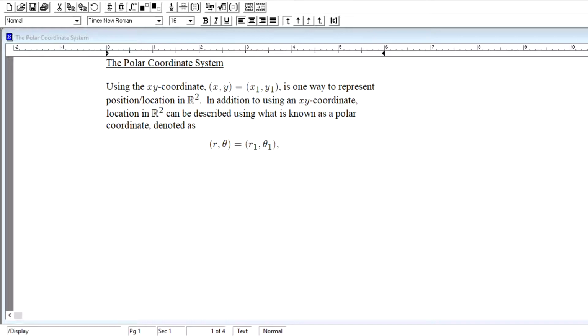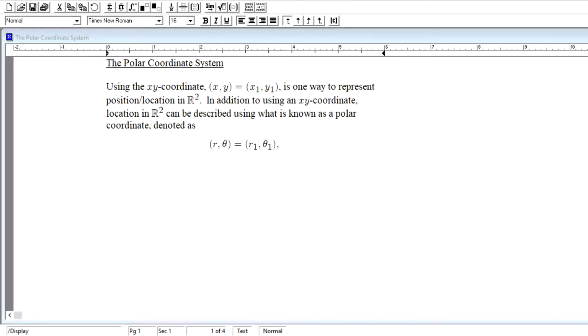Hey there, Calc 2 folks, back here with another video in our study of Chapter 12 material. Here we're looking at really different ways to describe position and location and motion, in a sense, in coordinate spaces. And here what we're going to do in this bit of notes is introduce ourselves to an alternative way of describing what we're familiar with as the XY coordinate system.